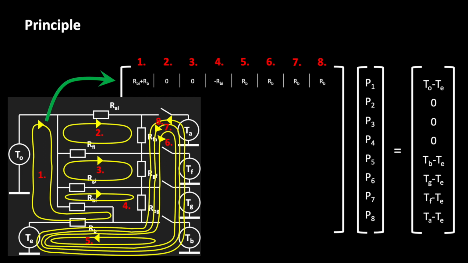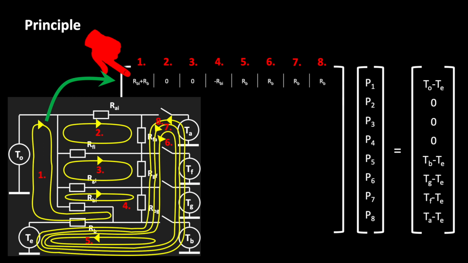Each row of the matrix corresponds to a mesh loop. The first element of the first row is a diagonal element. For the diagonal elements of the matrix, we have to add up all the resistances through which the respective mesh current flows. In our case, we have RBI plus RB here.